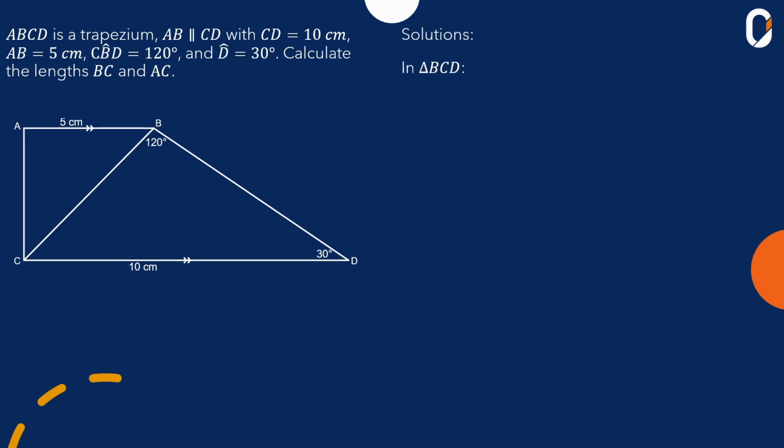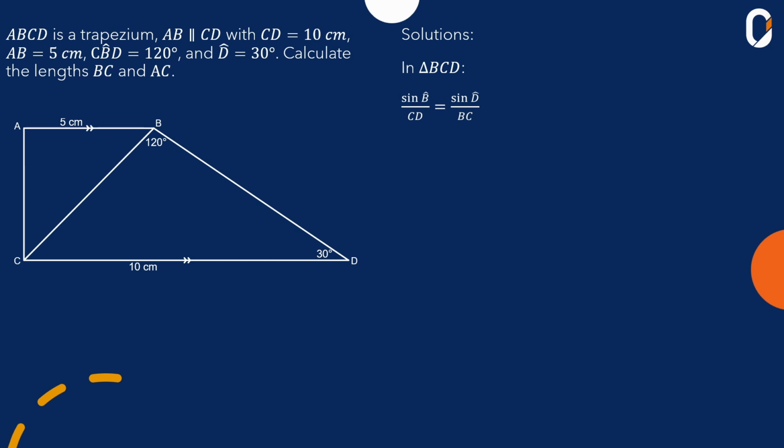First, I'm going to look at triangle BCD, the non-right angled triangle. Inside that triangle, I can see that sine B over CD is equal to sine D over BC, because side CD subtends angle B and side BC subtends angle D. And I know 3 of those values, which means I can work out the 4th value, which is BC.